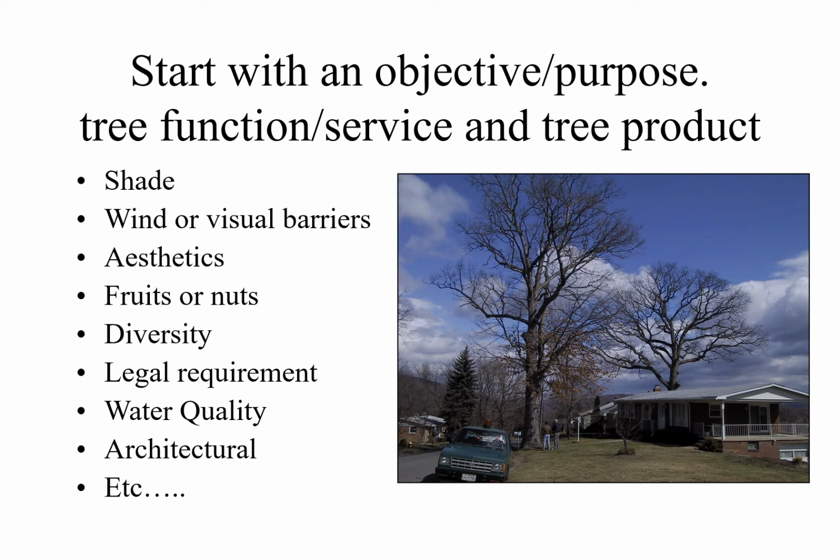Starting your project with a clear objective or purpose is critical. Trees can provide certain services and products, and you need to select species that best meet your objective. Trees can provide shade, screening for wind and visual barriers, aesthetics such as fall foliage. They can provide fruits or nuts, or maybe you want to make sure you don't have fruits or nuts on the project site. Perhaps you want to increase your species diversity for tree health.